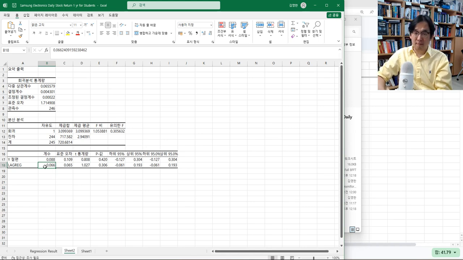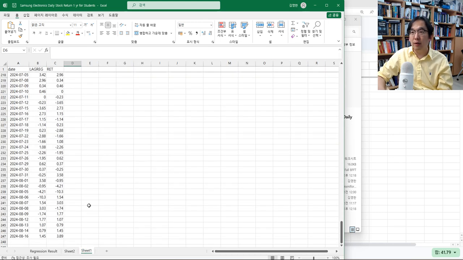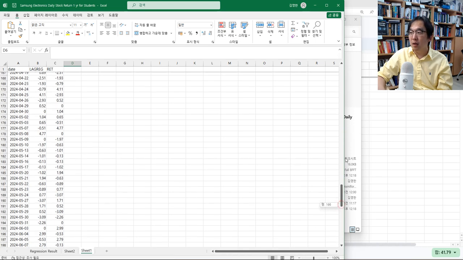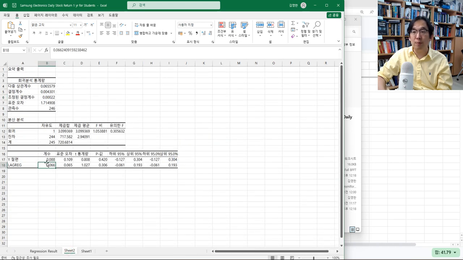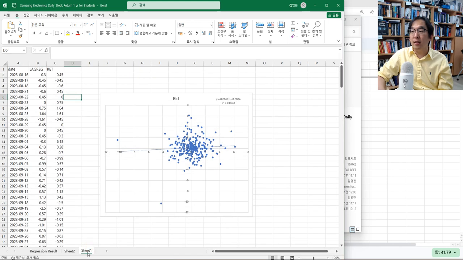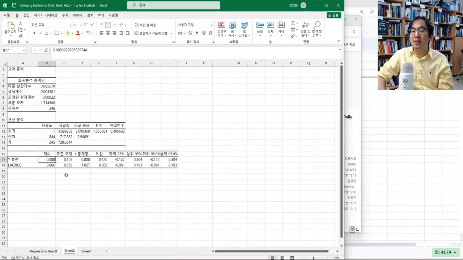And the regression coefficient looks like this. Lag return 0.066. That's, okay, let's see. This guy, 0.066. X, right? That's the slope term. And then the intercept, 0.088. That's this guy, okay? So exactly the same thing as long as you are running univariate regression.